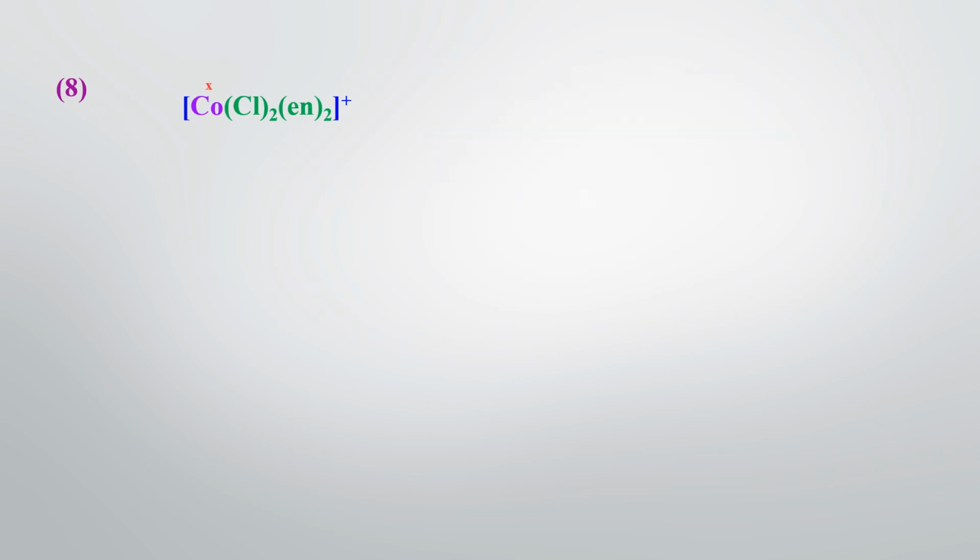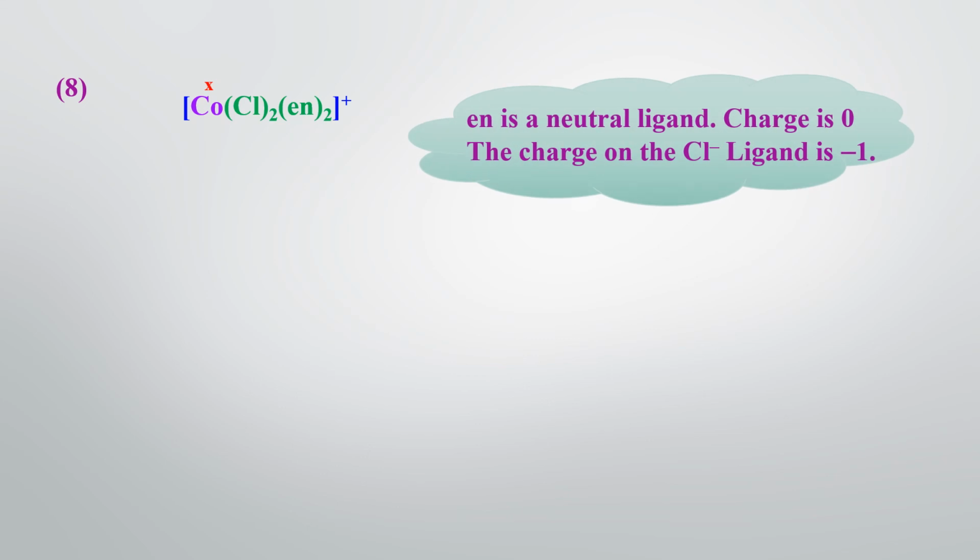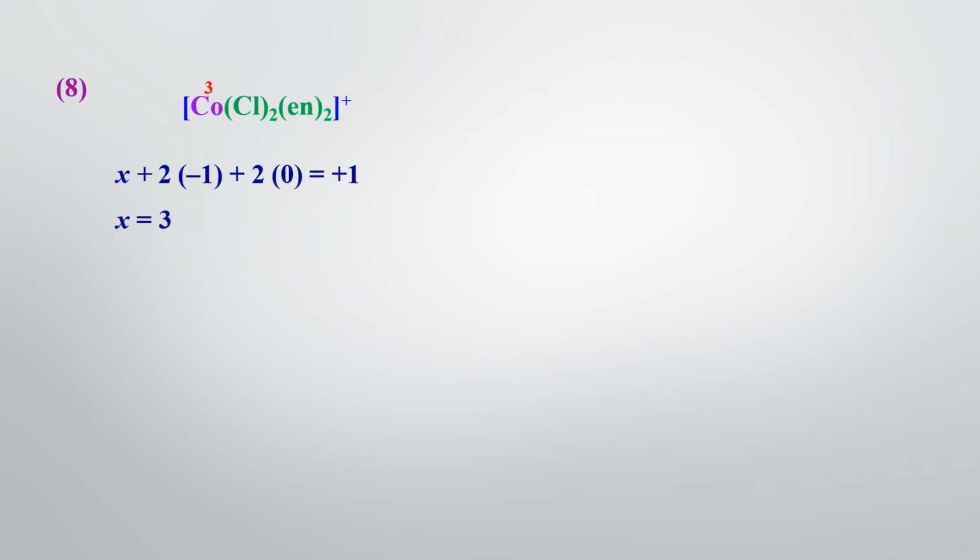Taking cobalt as X, X plus 2 into minus 1, since a halogen has minus 1 charge, then ethylene diamine is 0, 2 into 0, is equal to the plus charge, which is plus 1. If you calculate, you will get X is equal to 3. The cobalt oxidation state is 3.